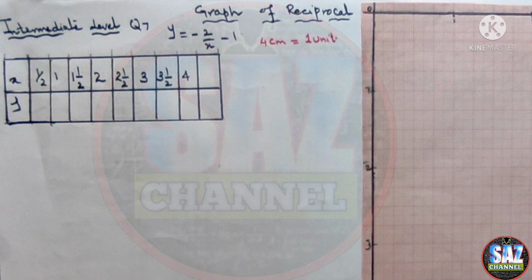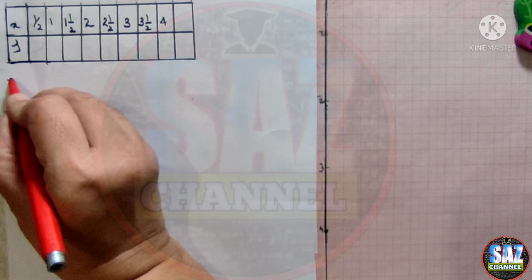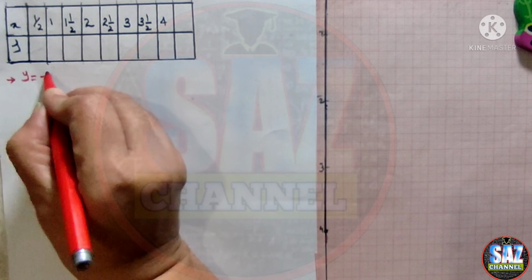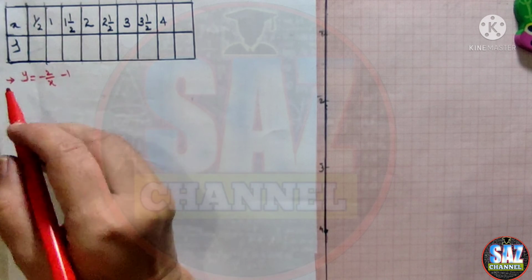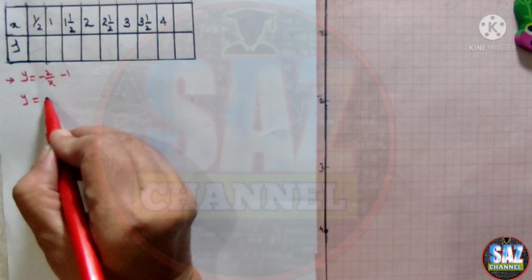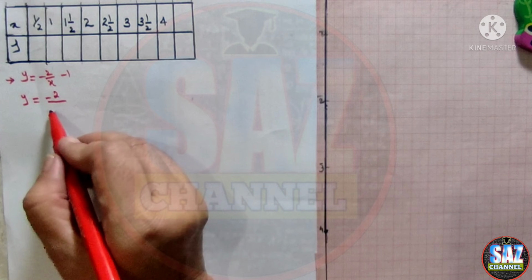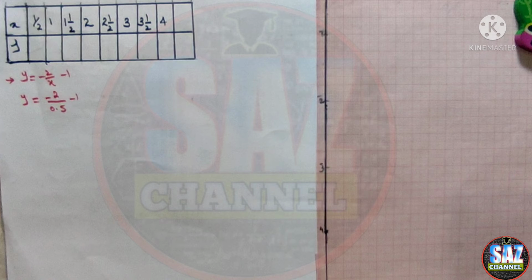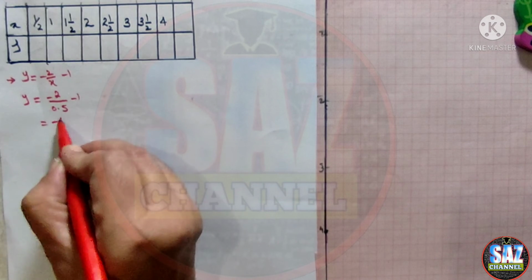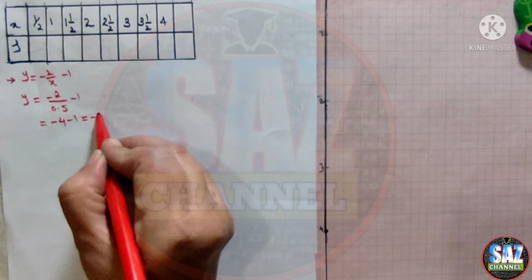First of all, the first task is that we have to complete the table and find values of y for the given values of x. The given function is y equals minus 2 by x minus 1, and the first value given to us is 1 by 2 or 0.5. Mostly this question comes in paper 2, so try to make it decimal because the calculator can be used easily. 2 divided by 0.5 will be 4, so minus 4 minus 1, which gives me minus 5.